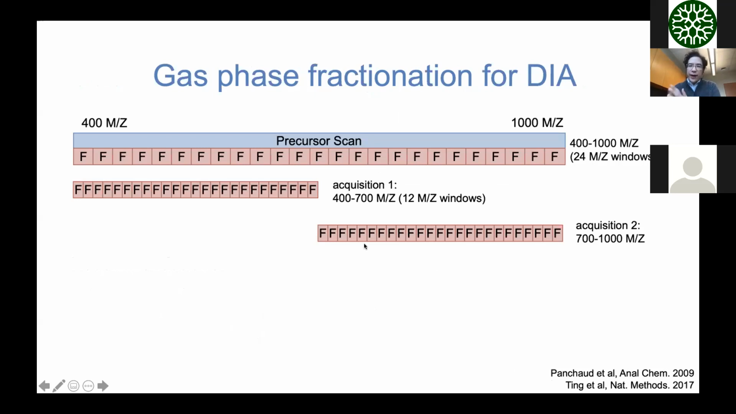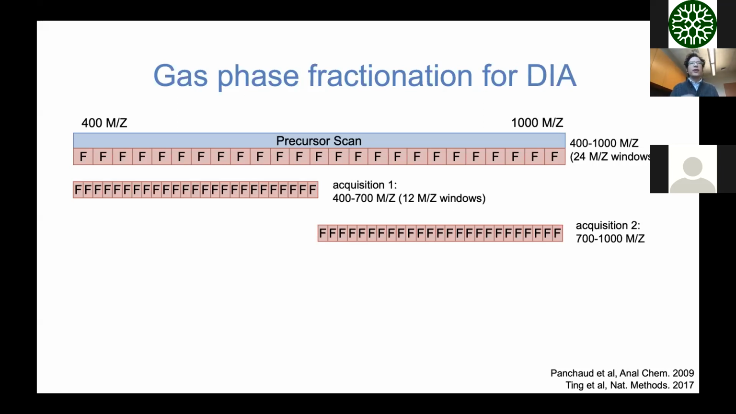Okay, I just want to spend a few minutes and talk about one last idea, which is gas phase fractionation for library generation, where instead of looking at a proteome using just a single injection, as all of the experiments we've looked at so far have been, what if we were to inject that sample twice? So we've got the peptide, it's just sitting in the autosampler. What if we just ran it a second time?